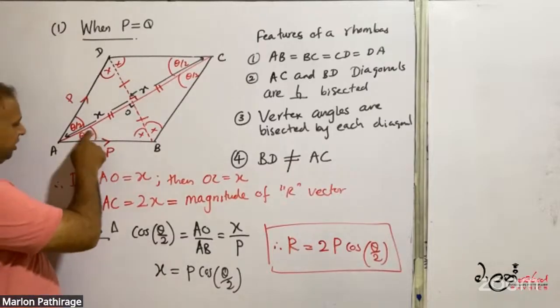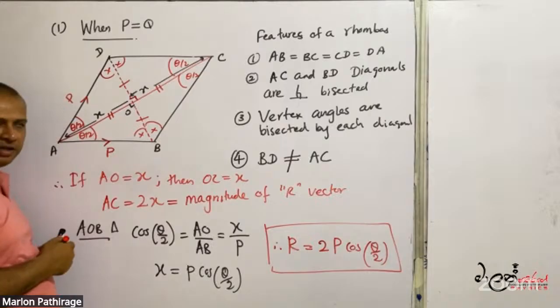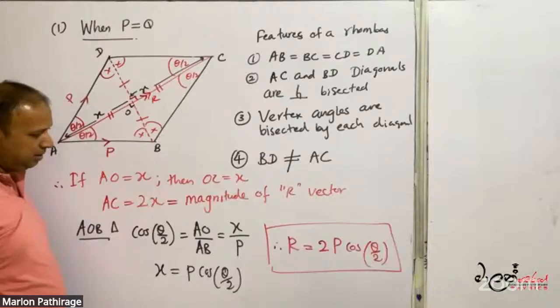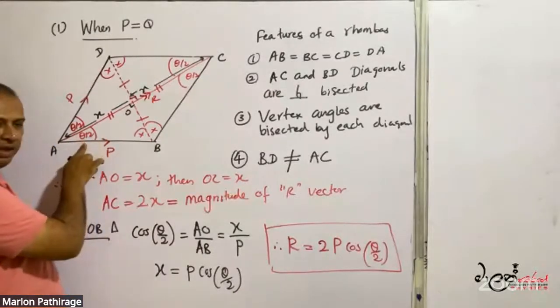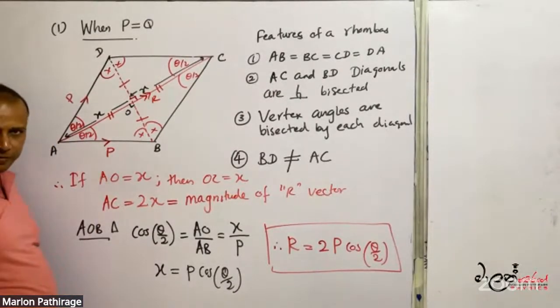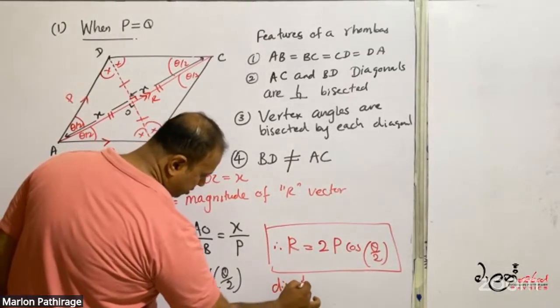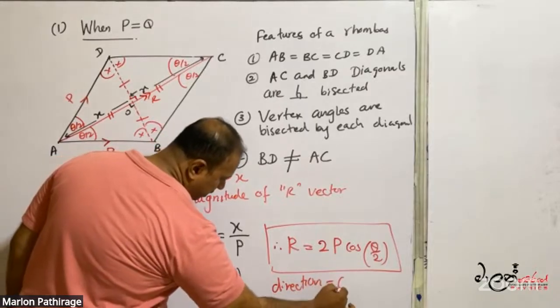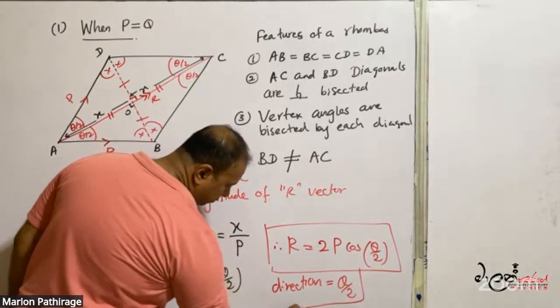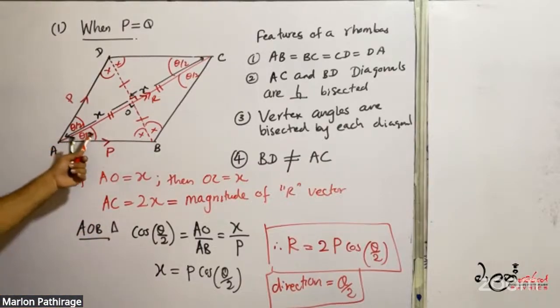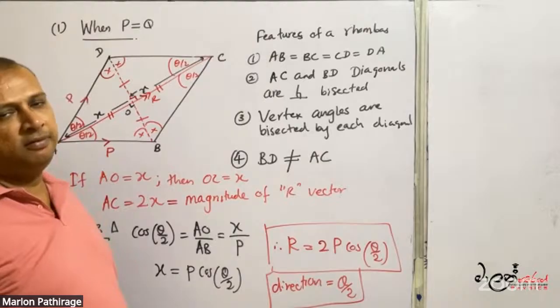Now, direction of resultant force. So this one is R, this one is R. So direction of resultant force is equal to theta over 2. Therefore, direction is equal to theta over 2, the angle with the P vector.